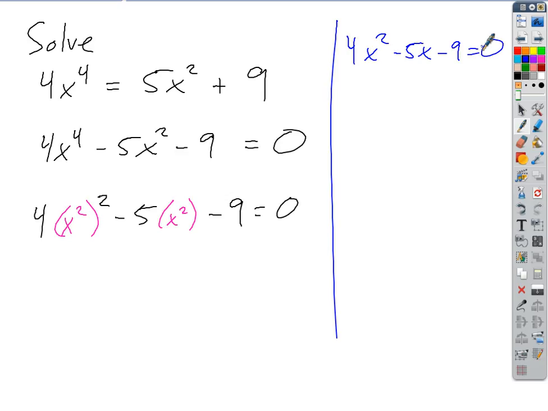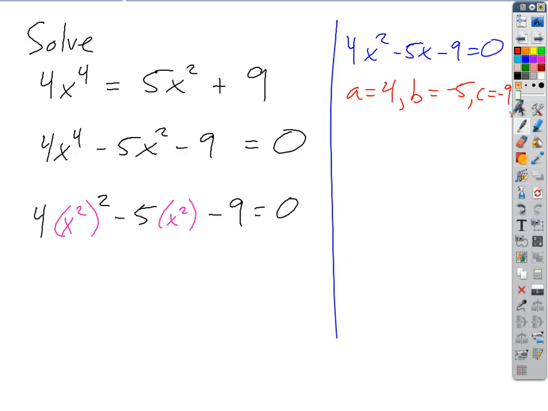Would you want to factor that? Heck no. What would we do instead if we're solving a quadratic equation in standard form? Quadratic formula, right? What's A, B, and C? A is 4, B is -5, C is -9, right? Yeah.